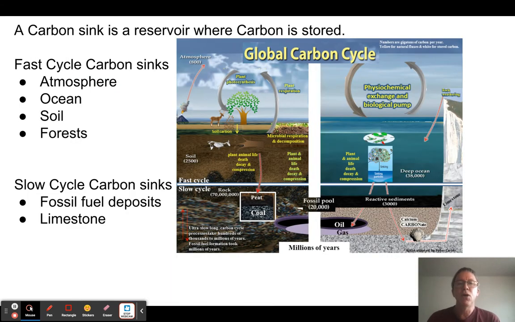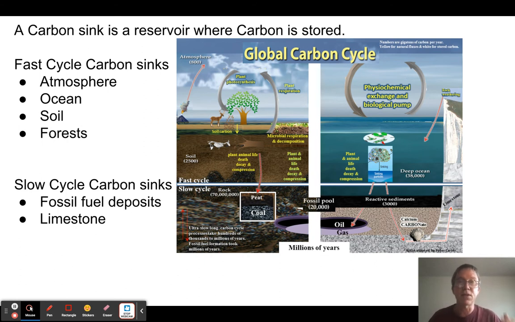So let's just talk about what carbon sinks are. A carbon sink is a body that contains a lot of carbon. So think of a sink as a place where a lot of carbon is what we call sequestered, or kept for a long period of time. And there's different carbon sinks, or reservoirs of carbon, that are important in the carbon cycle. So let's just look at the two general ways in which it flows, the fast cycle and the slow cycle.